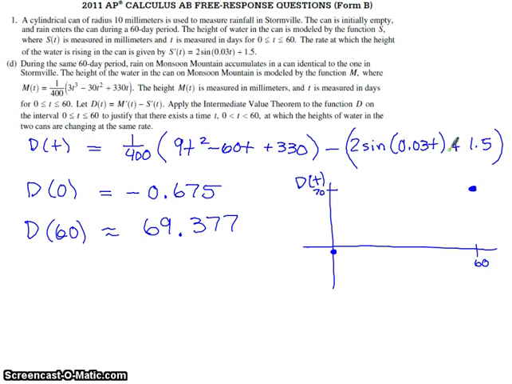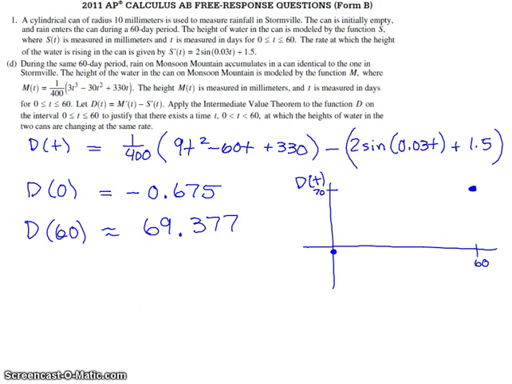We want to apply the intermediate value theorem, so they're kind of nice because they've told us what we're going to have to use to prove what we're asked to prove. But we want to use the intermediate value theorem on the function D with the interval 0 to 60 to justify that there must be a time at which the heights of the water in the two cans are changing at the same rate. Well, this is the rate of change of the height of water in the one can. This is the rate of change of the height of the water in the other can. If they're changing at the same rate, then this difference of their two rates would have to be 0.